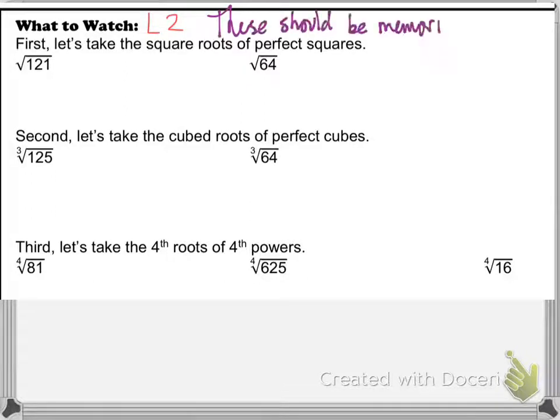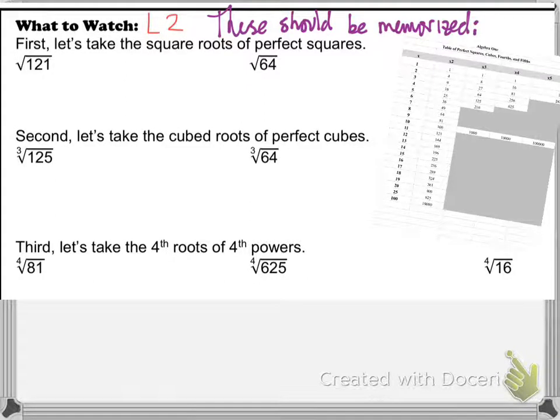All right, so you need to have this list memorized. This is going to be a long unit if you have not memorized your perfect squares and cubes and fourths and fifths. So if you have, you know that the square root of 121 is 11. The square root of 64 is 8.